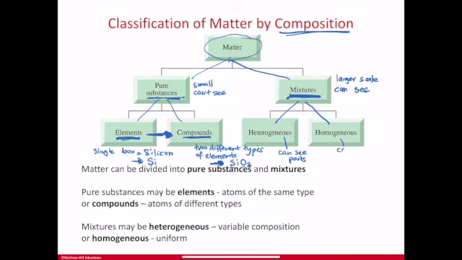Versus homogeneous, you can't see the different parts. You know that there are different parts in there, but you can't see those different parts. An example of this is sugar. If you've ever dissolved it in water, you know that there are two parts. There's sugar and there's water. But once it's dissolved, you can't see those parts. And that's because it has a uniform composition. That's called a homogeneous mixture. So a heterogeneous mixture is variable composition, and you can see the composition basically. Homogeneous is uniform, and you cannot see the composition.